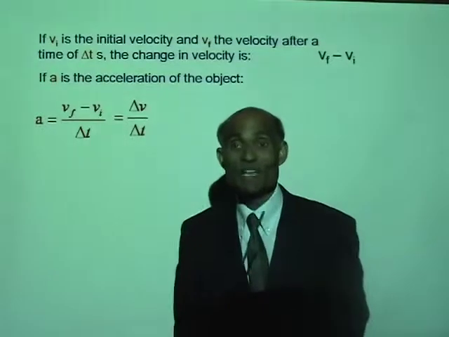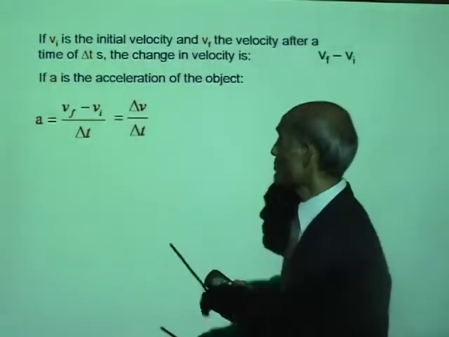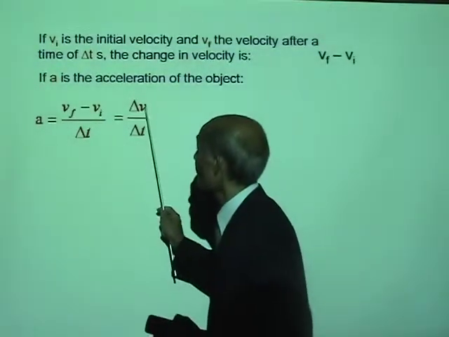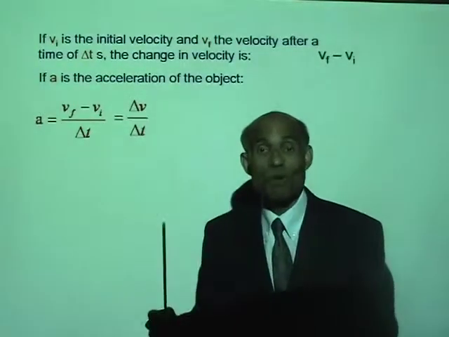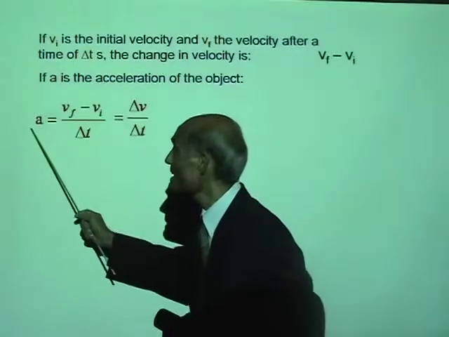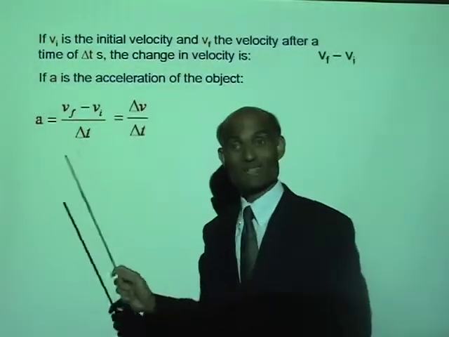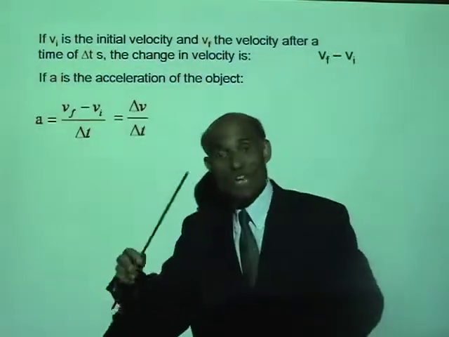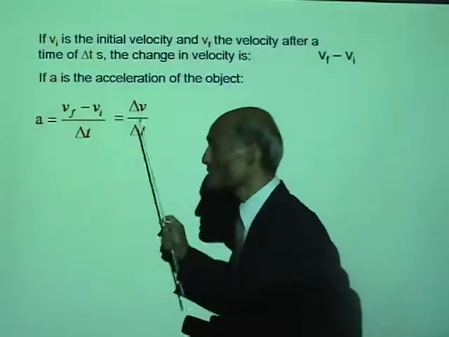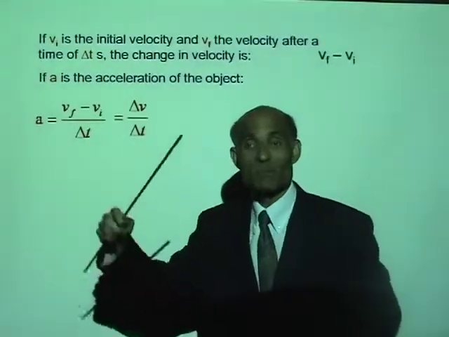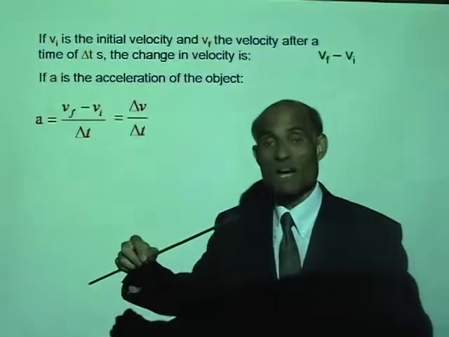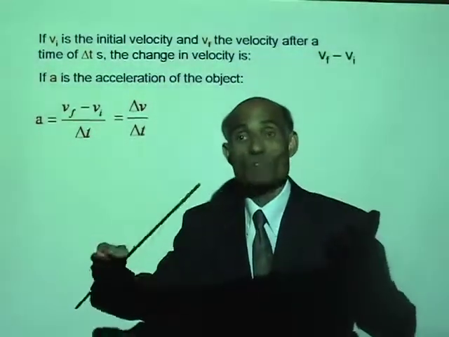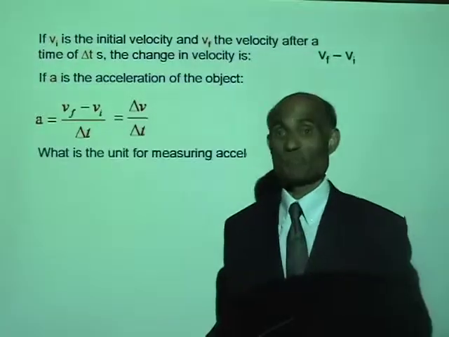Now, obviously, it tells me that if you draw a graph of velocity against time, the slope of that graph will be acceleration. Is that right? Delta V is the change in velocity. Delta t is the change in time. So change in velocity divided by the change in time is the rate of change of velocity.